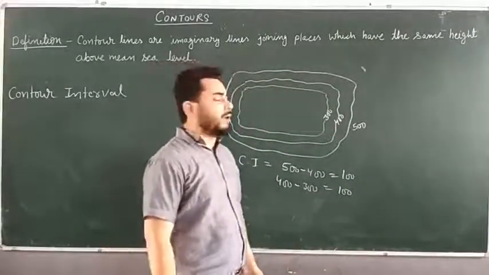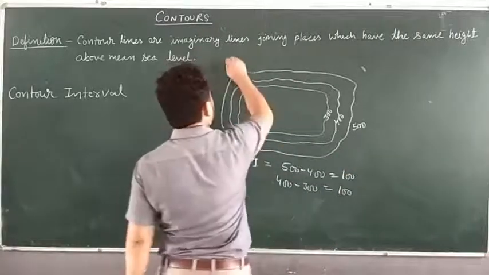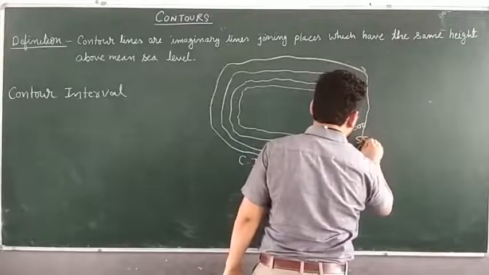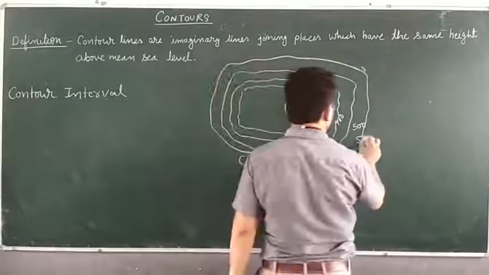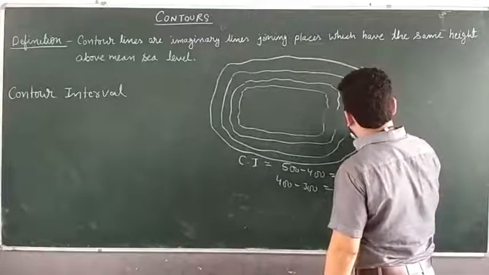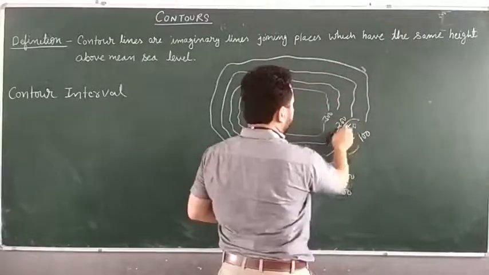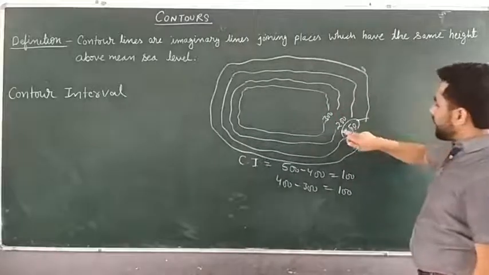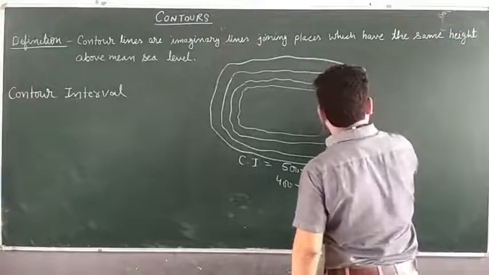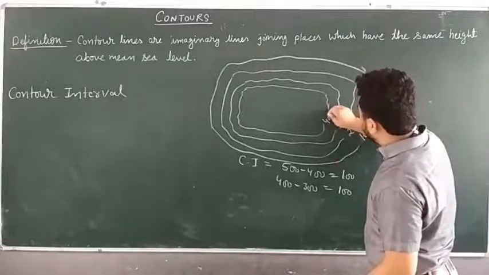This contour interval should be equal. You should not have different contour intervals. You cannot draw a line here this way representing 550, right? Or 100 and then 150 and then 200 and then 300. No, it is incorrect. It should be 200, and then 300 or 400. This we cannot write. The interval should be equal, right? We cannot write two different intervals. So it should be 100 and then 200 and then 300 and then 400. Like this it may be, right?